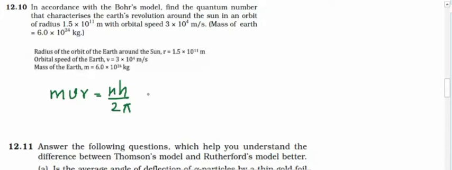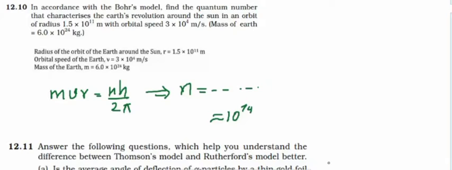NH by 2 pi. So from this equation, you can find the value of N, the quantum number of Earth. You can see the value will be very high, in the order of around 10 power 74. A very high value you will get in this case. Then next, question 11.